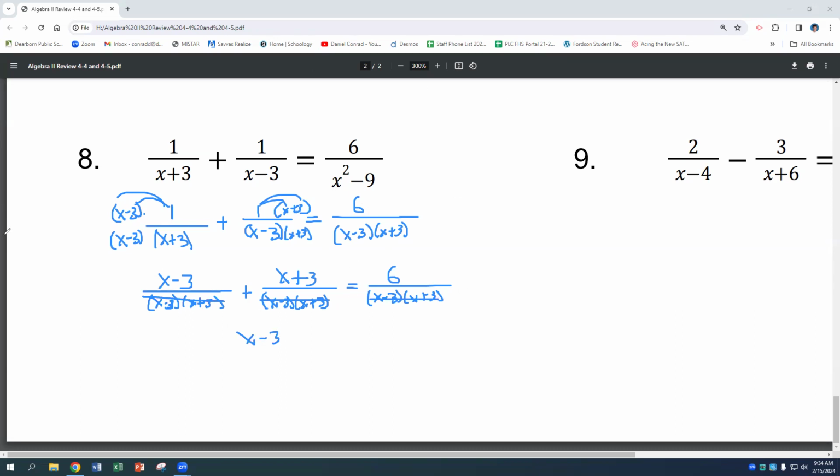I can just combine these right here, right? So x plus x is 2x. -3 plus 3 is 0. And then equals 6. Divide by 2. I get x equals 3. Okay, the problem with this, right, is x cannot equal 3. And x cannot equal -3. So since x cannot equal 3, it's extraneous.